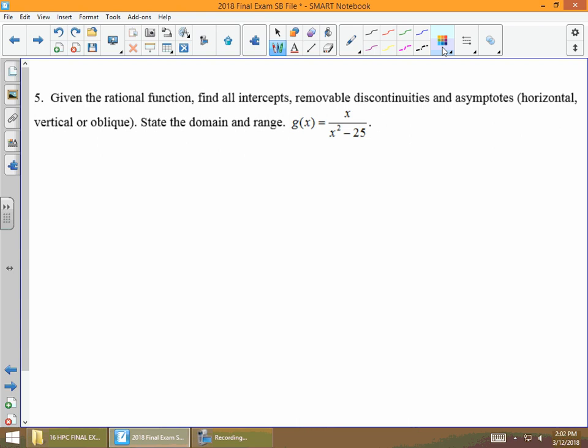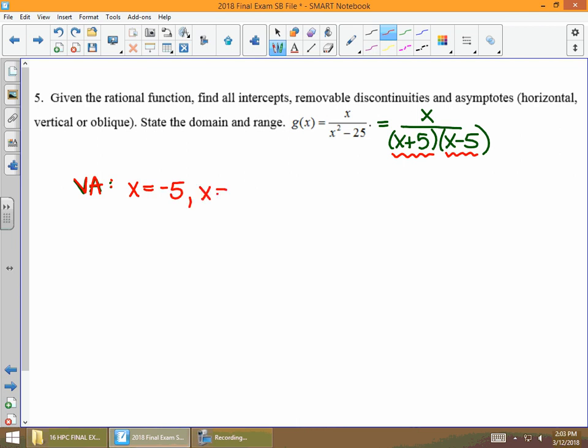Okay, so x over x squared minus 25. I'm going to factor. First, the most important thing here are our vertical asymptotes. We set our denominator equal to 0 for our vertical asymptotes. Maybe I should color code a little bit here, show you where everything is coming from. Our vertical asymptotes come from setting those two factors equal to 0. So our vertical asymptotes are x equals -5 and x equals +5.